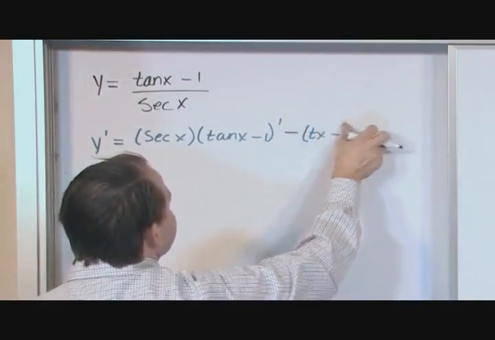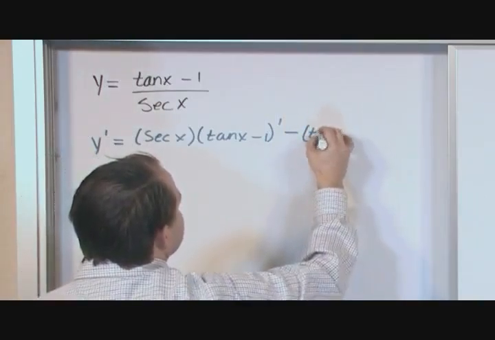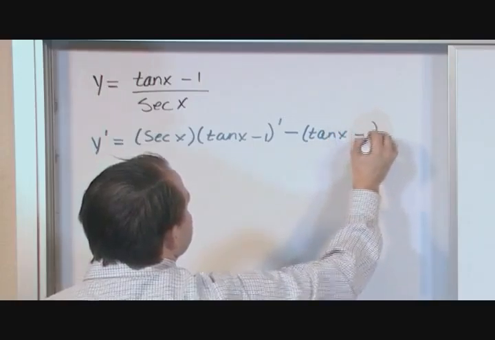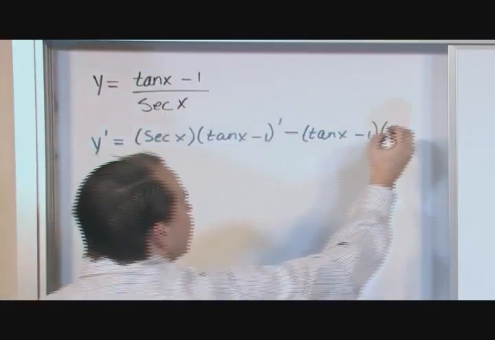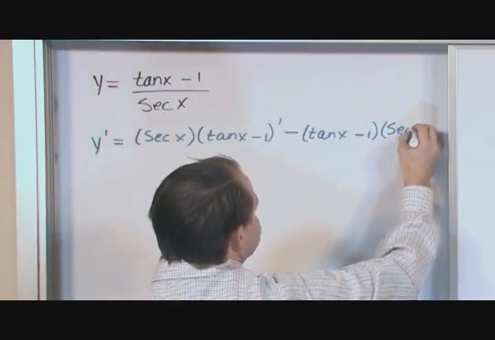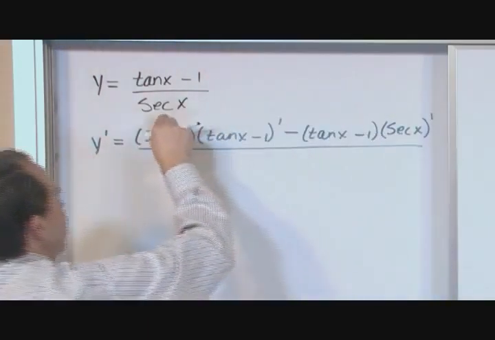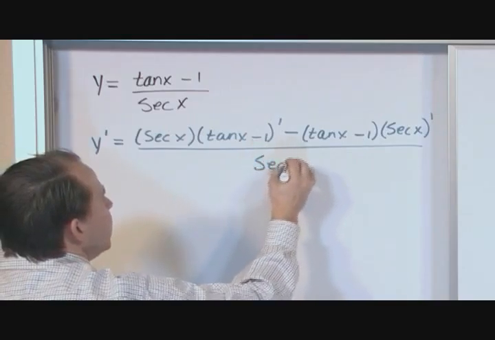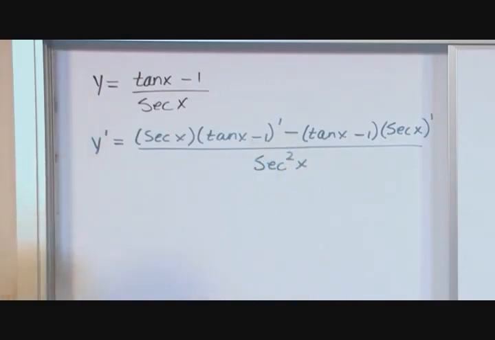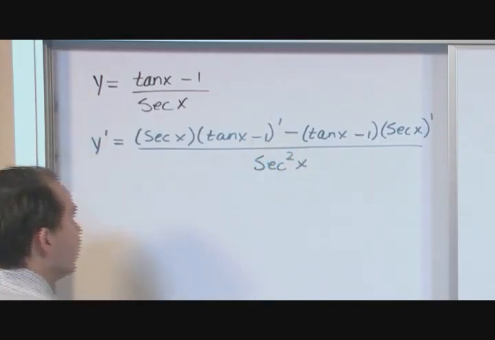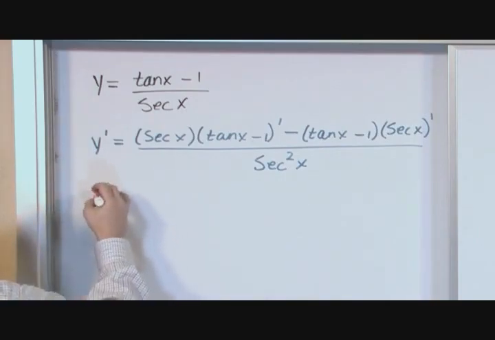tangent of x minus 1, times the derivative of the bottom, which is the derivative of the secant function. All divided by the bottom squared, which is secant squared. So I'm going to write it as secant squared of x. But everything else follows. Let's take these derivatives and see if we can simplify.